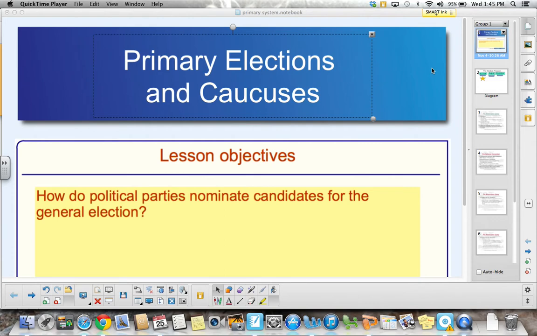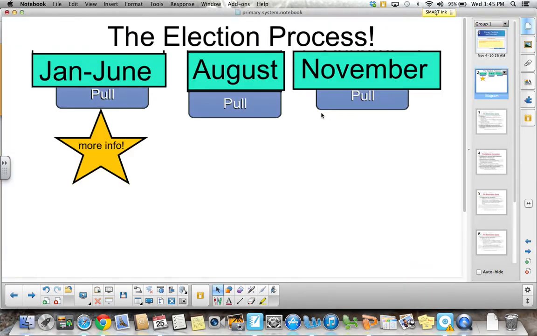So our lesson objective today, the essential question in the yellow box below: how do political parties nominate candidates for the general election? We're trying to figure out the nomination process and how it works. By the end of this presentation, you should be able to differentiate between a primary election and a caucus. But first, let's look at the timeline, which is right here.